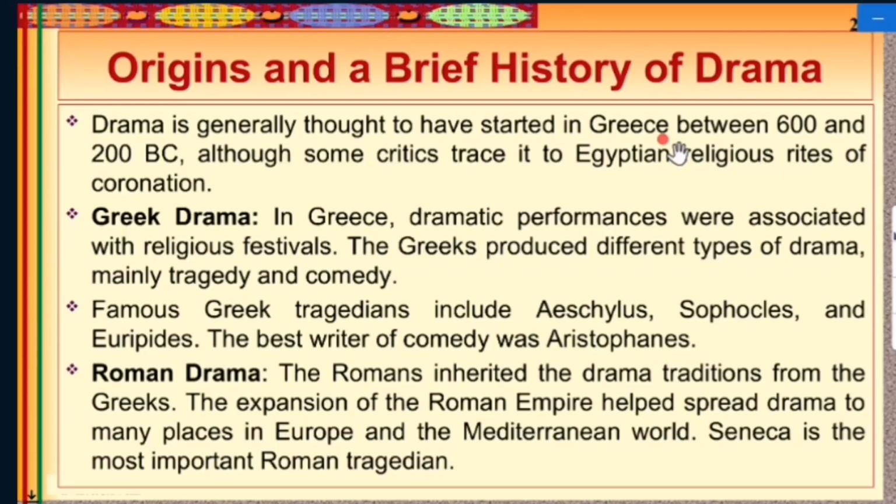But Greek drama is that in which dramatic performances were associated with religious festivals. The best writer of comedy was Aristophanes. The other drama is said to be the Roman drama. So Romans inherited the drama tradition from the Greeks.